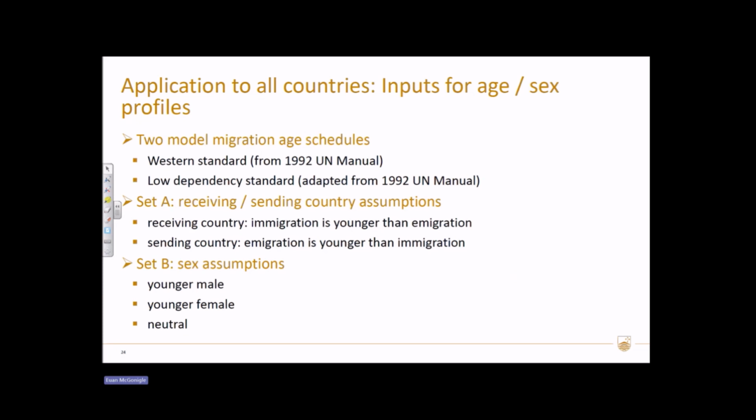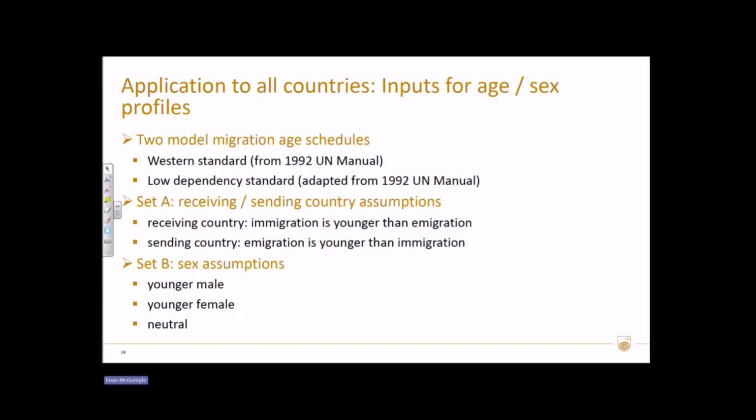One was the Western standard. This is their terminology. I don't know if it's appropriate anymore. But basically it was a migration age profile that had a pretty broad labor force curve with children migrating. No retirees, but a focus on labor force. And then the low dependency standard was a migration shape that was just concentrated in the labor force age groups. I'll show you the profiles in a second.